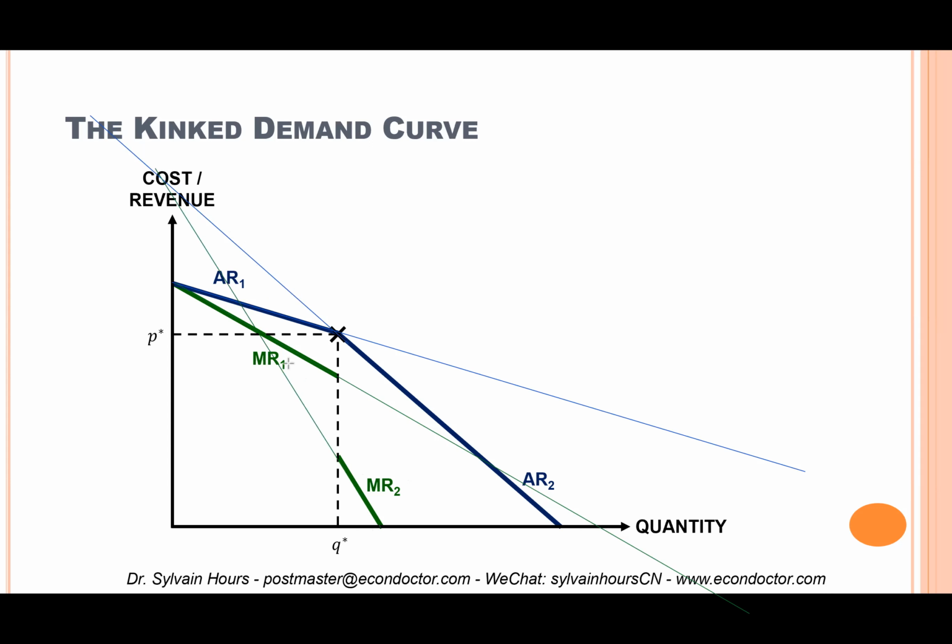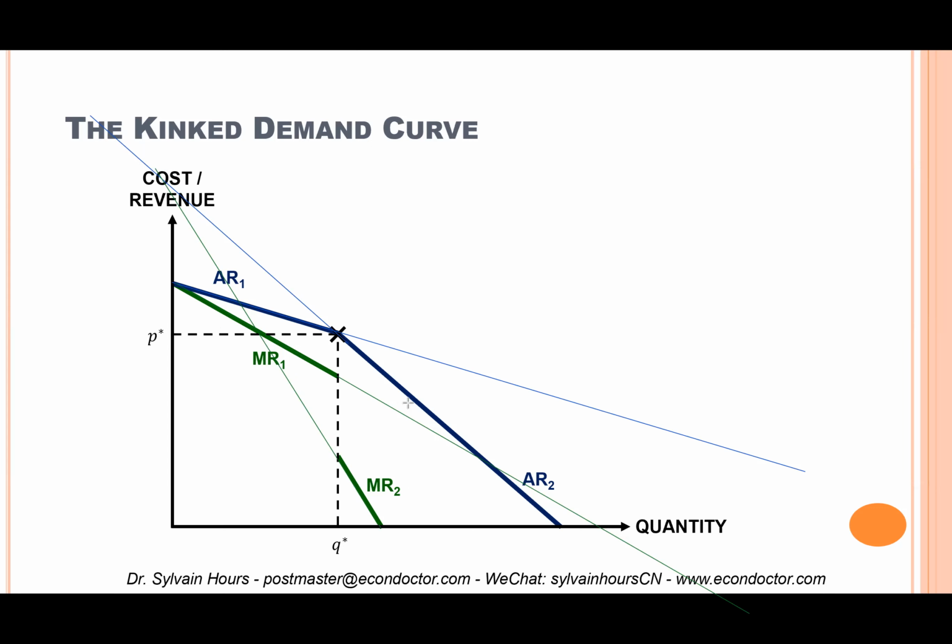So it's like if I have a combination of two demand curves, I will be on the elastic demand curve above P star, and I will be on the inelastic demand below P star, and therefore above Q star. Okay, and therefore this creates this discontinuity in MR.